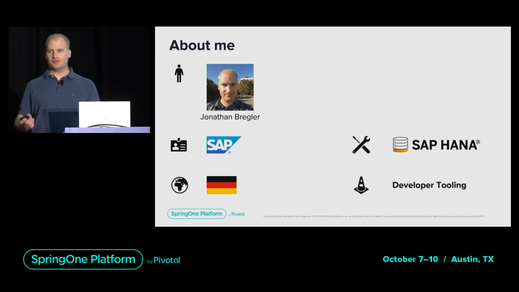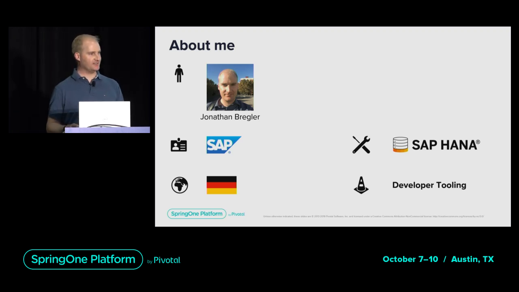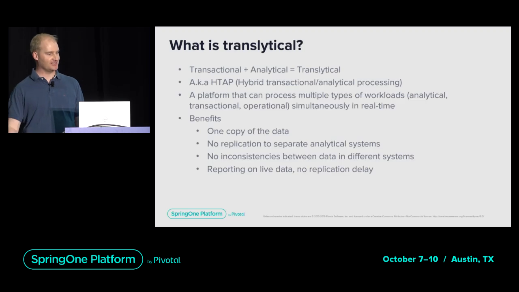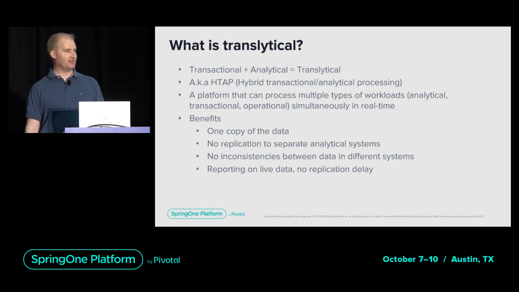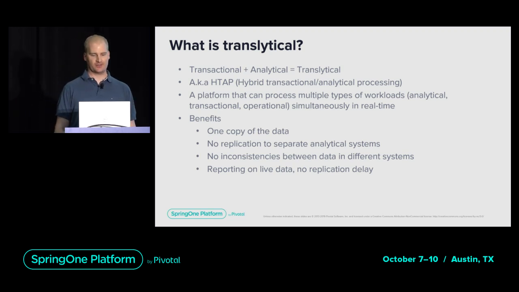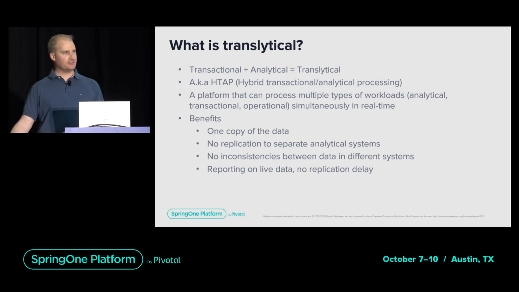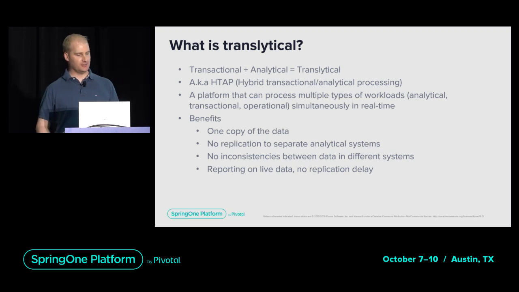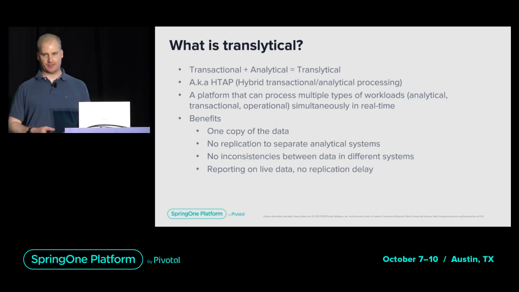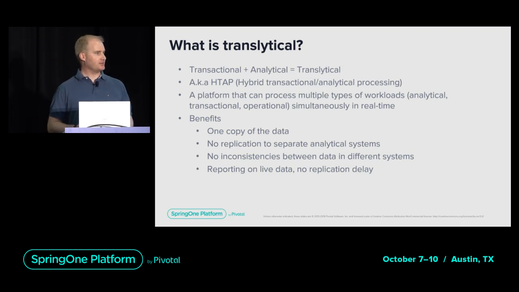So just a quick question for you. Do you know the term Translytical that I used in the title of my talk? Anybody heard of it? No. All right, good. Glad I prepared a slide for that. So what is Translytical? Translytical means it's a combination of transactional and analytical. There's another term for it called HTAP, Hybrid Transactional Analytical Processing. So if you heard that, that's basically the same thing. A translytical system is a system that can process multiple types of workloads, so analytical, transactional, operational, simultaneously in real time.